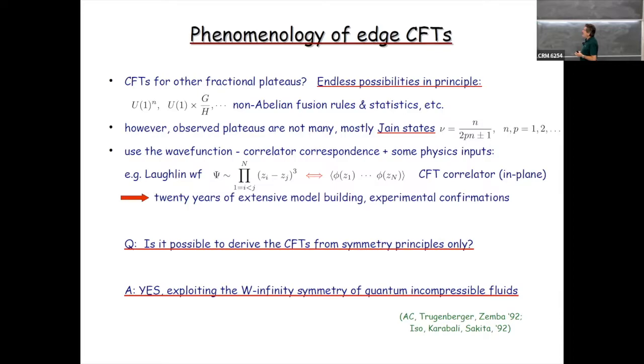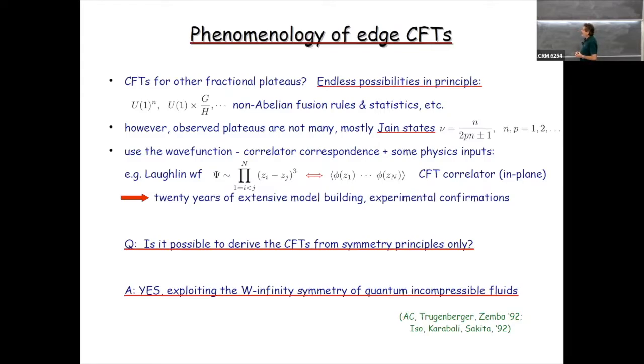So anyhow, with the help of many ideas, Haldane pseudopotentials, people have been able to pinpoint some relevant conformal field theory and to make an extensive model building that lasted about 20 years, I would say till about 10 years ago, and which has experimental confirmation. So that's a very nice application of conformal field theory. My question in this talk will be: is it possible to derive this conformal field theory just from symmetry principles? Some sort of a priori derivation, okay?